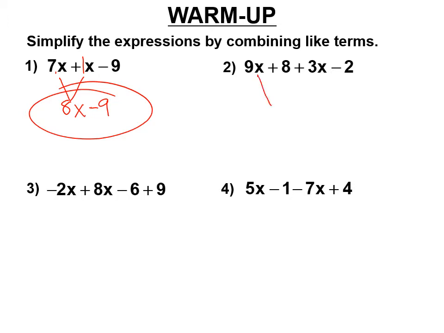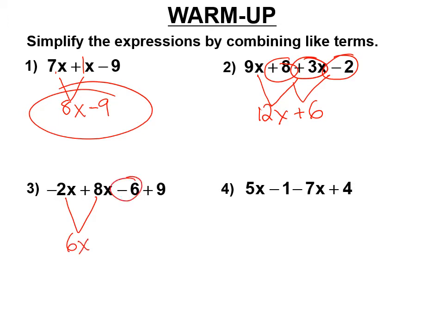So here it's 9x plus 3x, which is 12x, positive 8 minus 2, which is positive 6, 12x plus 6. Here we're adding negative 2x plus 6x. We're adding negative 6 plus 9, which is positive 3. Positives will be pluses always. Negatives will turn into minuses. And so that becomes 6x plus 3.